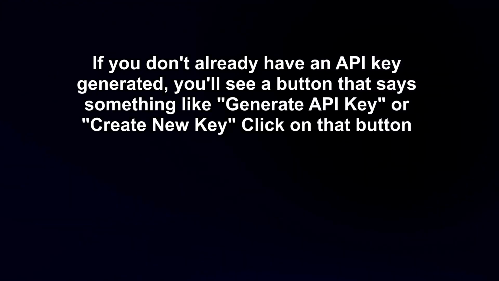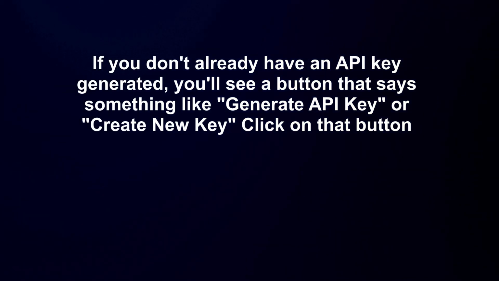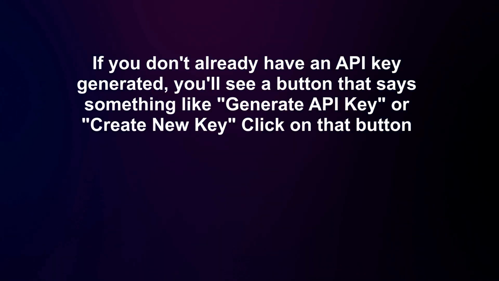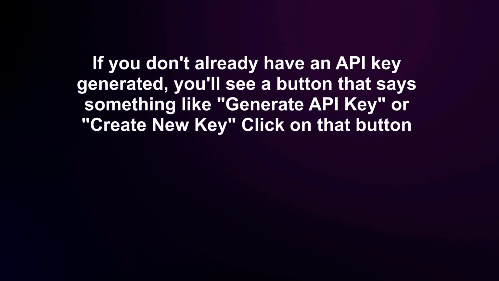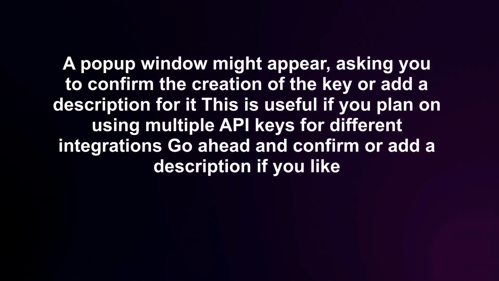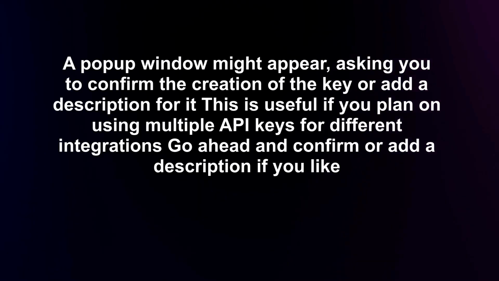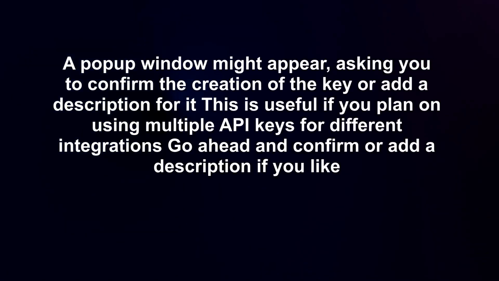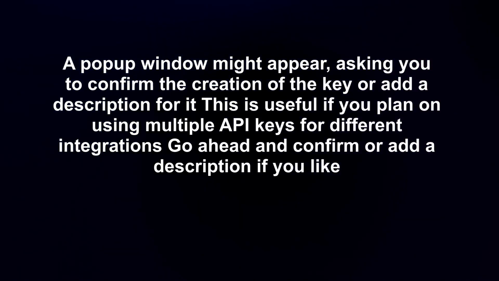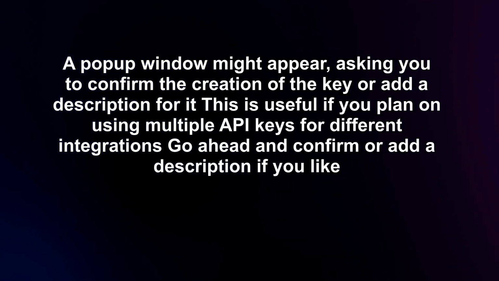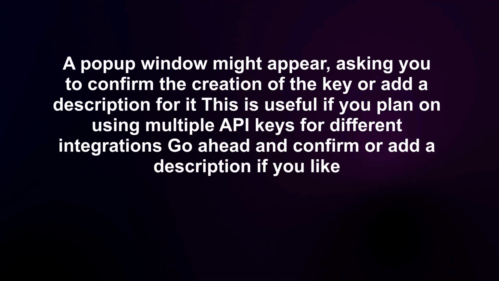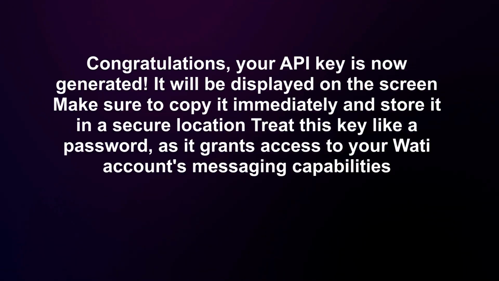If you don't already have an API key generated, you'll see a button that says something like Generate API Key or Create New Key. Click on that button. A pop-up window might appear, asking you to confirm the creation of the key or add a description for it. This is useful if you plan on using multiple API keys for different integrations. Go ahead and confirm or add a description if you like.